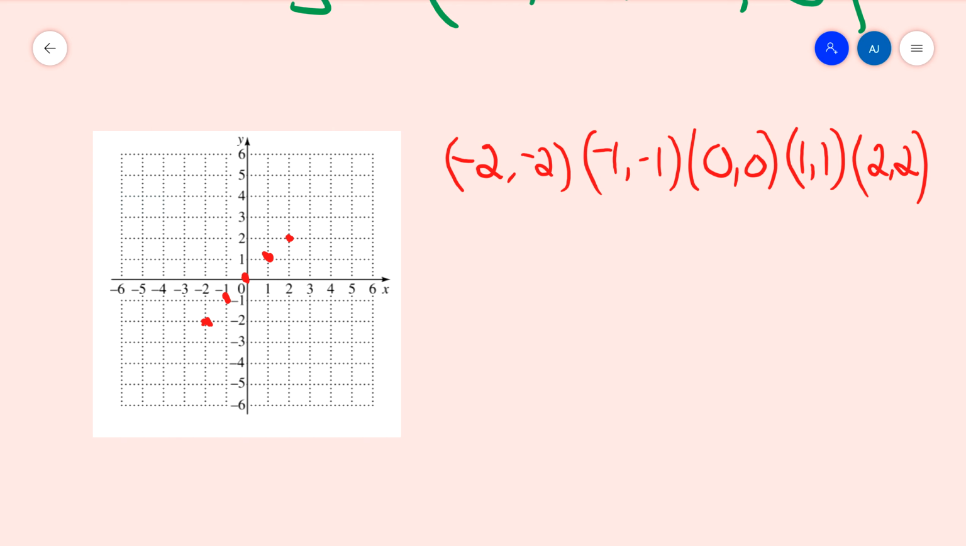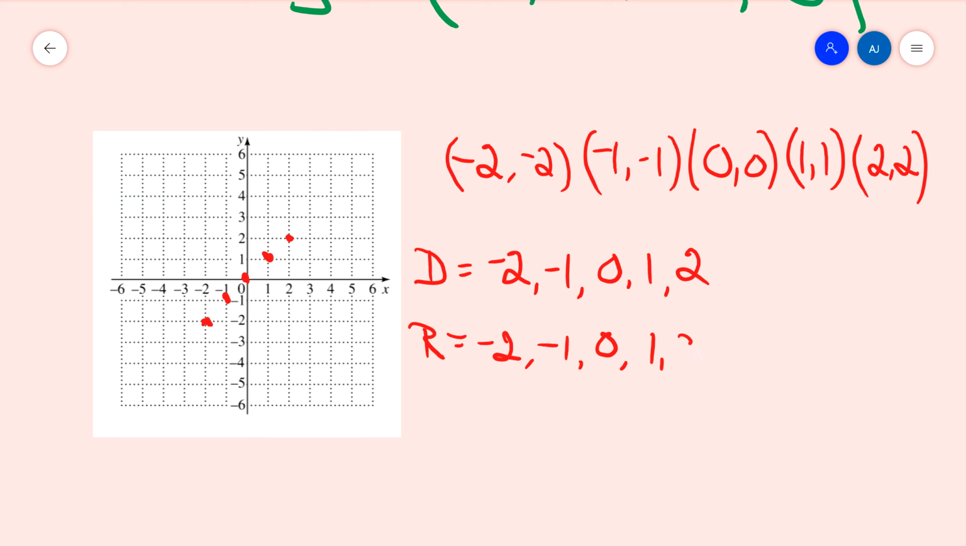And they want to know what is the domain. The domain is going to be all my x values here. There are none of the same, so it's going to be -2, -1, 0, 1, and 2. So that's the domain, and the range is going to be all my y values: -2, -1, 0, 1, 2.